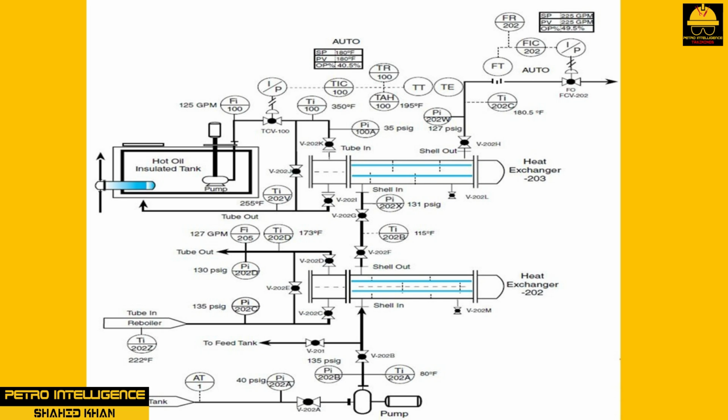11. Set TIC 100 to 180 degrees Fahrenheit and put in auto. 12. Start hot oil pump. 13. Increase FIC 202 to 100 GPM and let heat transfer system line out. 14. Increase FIC 202 to 150 GPM and let heat transfer system line out.